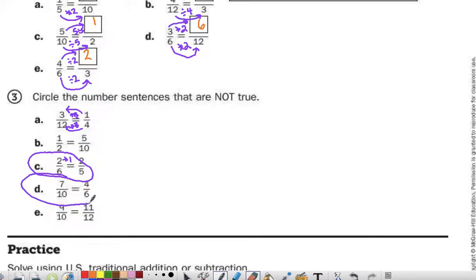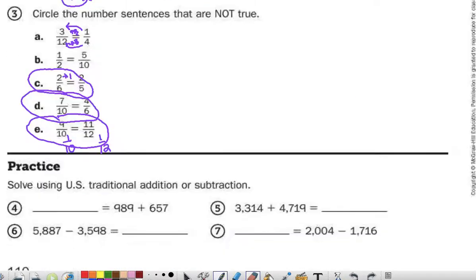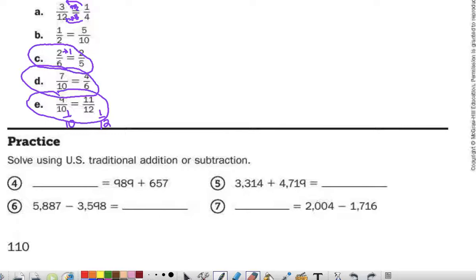Not true. And 9/10 and 11/12, I know that that is also not true, because 9/10 is 1/10 away from a whole, and 11/12 is 1/12 away from a whole, and those two pieces are not equivalent. And I have some practice problems at the bottom that you should be rewriting up and down and solving using U.S. traditional addition or subtraction.